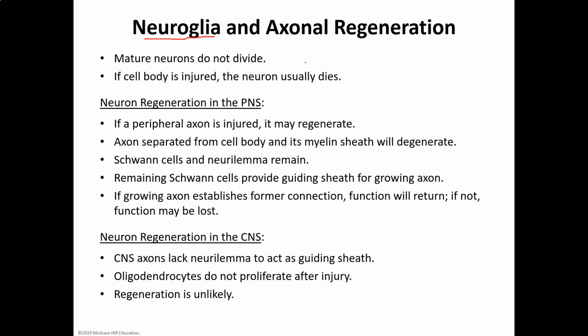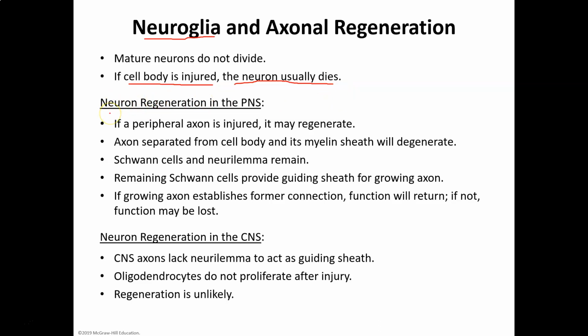It cannot divide and make another neuron. This is very different than your epithelium. Your epithelium is dividing all the time. You're constantly creating new skin, but you are not creating new neurons. If a cell body is injured, the neuron usually dies. That makes sense. You damage the cell body, that's DNA. If you damage how that cell metabolizes nutrients or how it stays alive, you can't regenerate that. So if the cell body is damaged, the neuron dies.